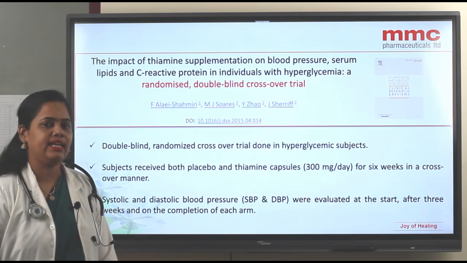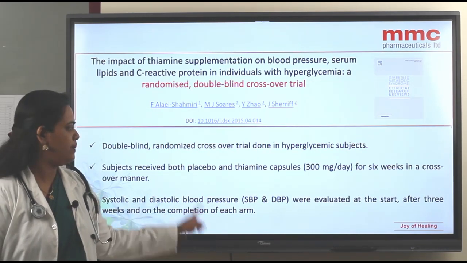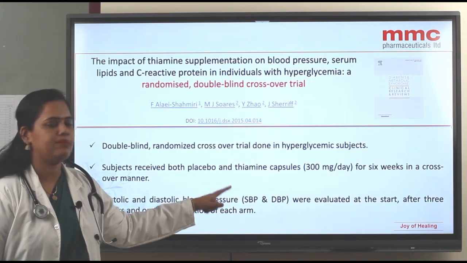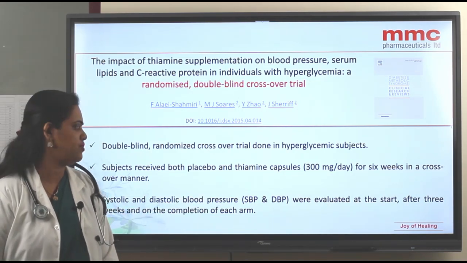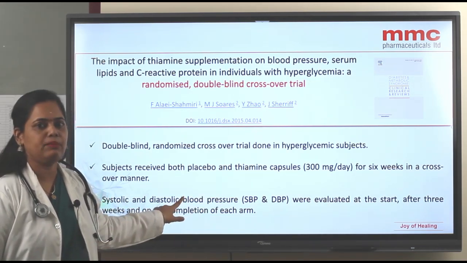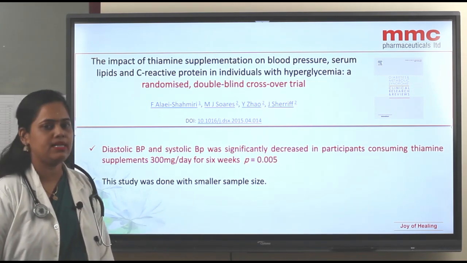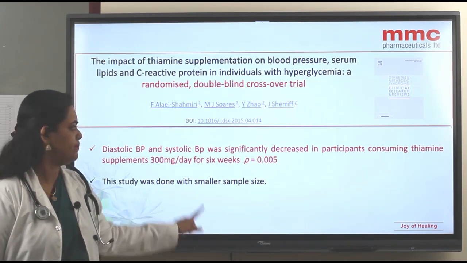In a crossover trial in hyperglycemic subjects where placebo and thiamine capsules 300 mg per day were given for 6 weeks of therapy, systolic and diastolic BP was significantly reduced in participants at the end of 6 weeks of therapy.